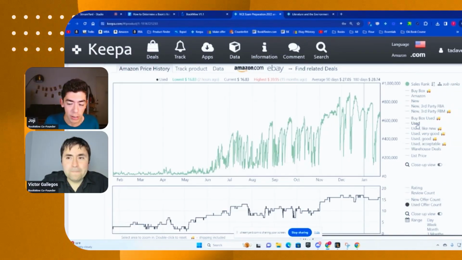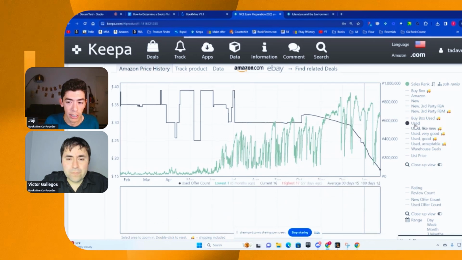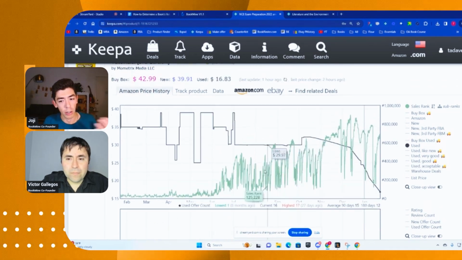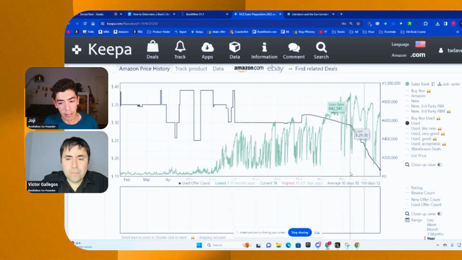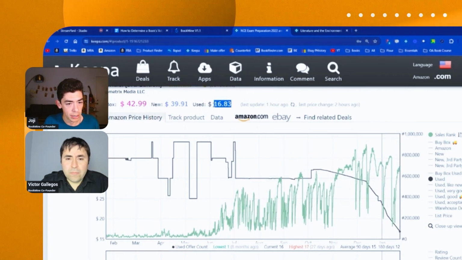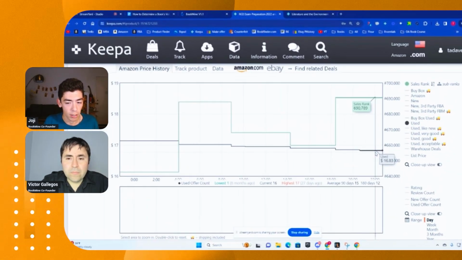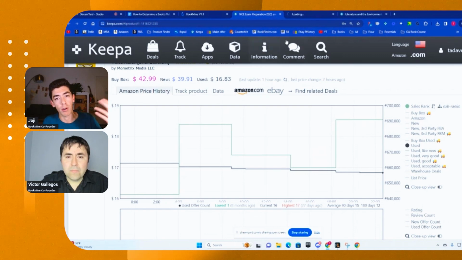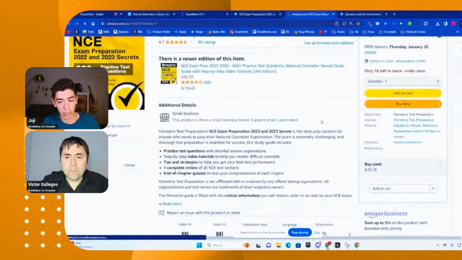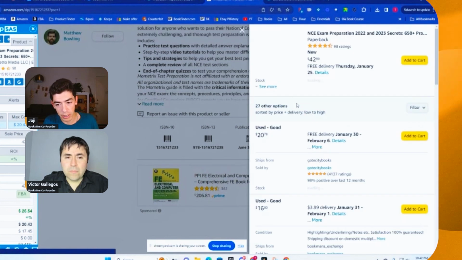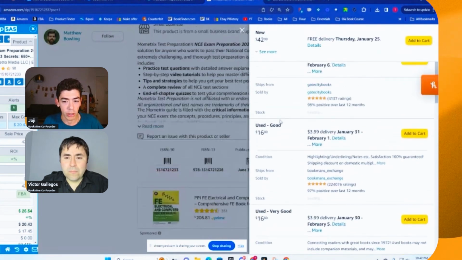So we're going to look at this black line. We're going to add that to the graph here, and it's called Used. It represents the lowest used price on Amazon. You can see that right now, Keepa says it's $16.83. We look at the last day on the Keepa graph, and you can see that it also says $16.83. If we go over to the Amazon product listing and look at the used prices, you can see that the lowest used price is $16.83, but it's also with shipping included.